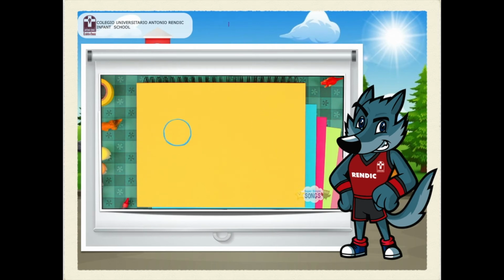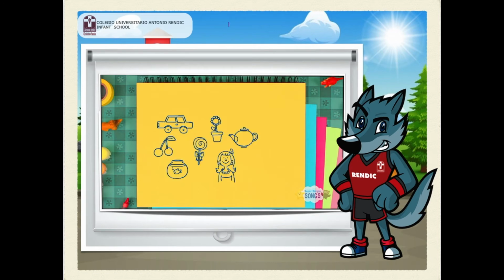Ready? A circle, can you make a circle? A circle, can you find a circle? Can you find a circle? Ready? Go!